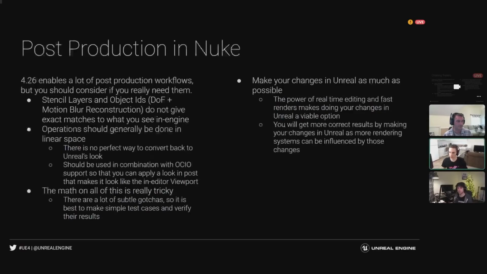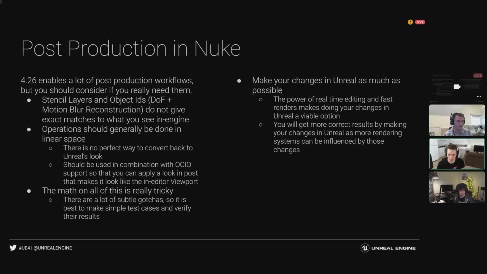Finally, if you're doing post-production in Nuke, 4.26 adds a lot of power in this regard. If you're doing stencil layers and object IDs, you're not going to get exact matches to what you see in Engine. We've done our best to get pretty close. This is all based on physically based cameras, and most other packages are. And you get close, as we saw with Andy earlier, but you're not going to get an exact match. So if you are going to do these workflows, you should probably test them often to make sure your artists are giving you the right final look in Nuke instead of the final look in the editor.